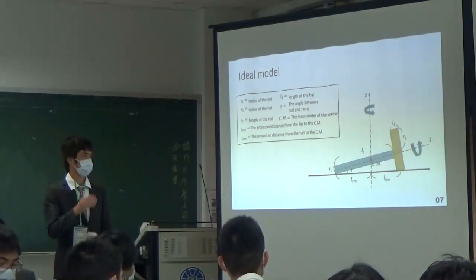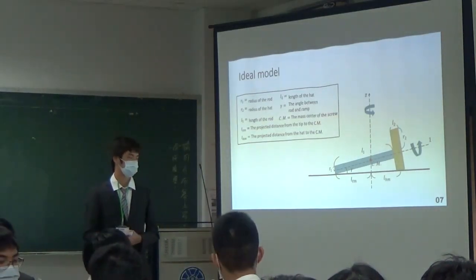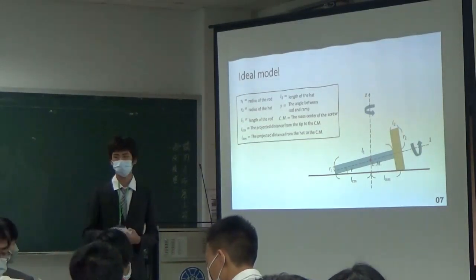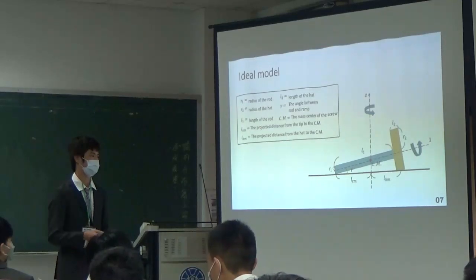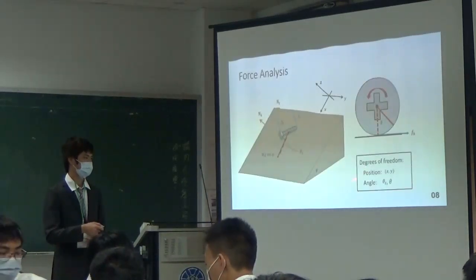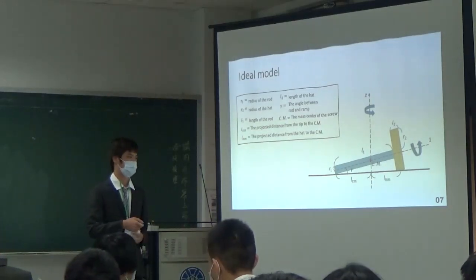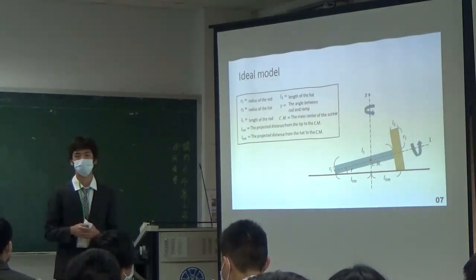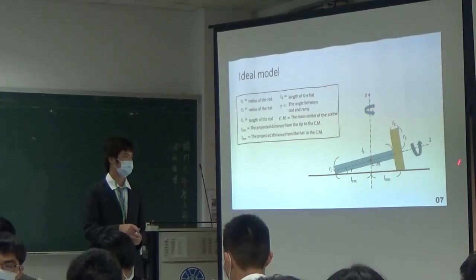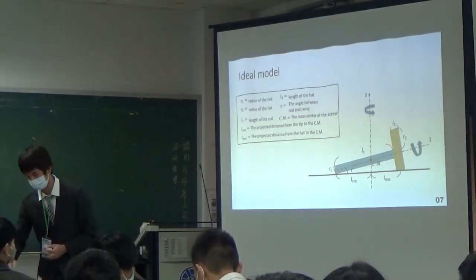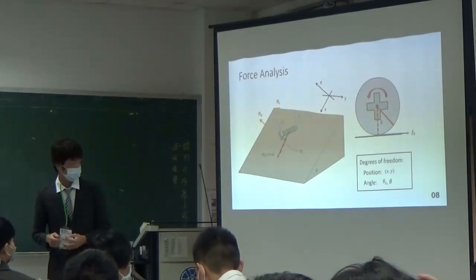I assume that the screw consists of the rod and the hat. And I define two rotation axes. One is in this axis, which passes through the center of the hat and the rod, and another is along the z-axis, which passes through the center of mass. And this is my force analysis.